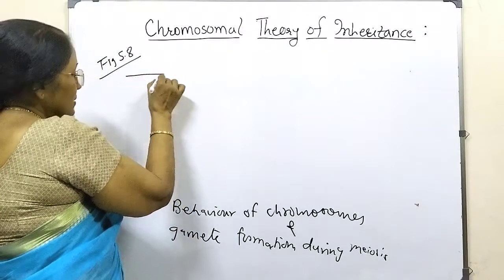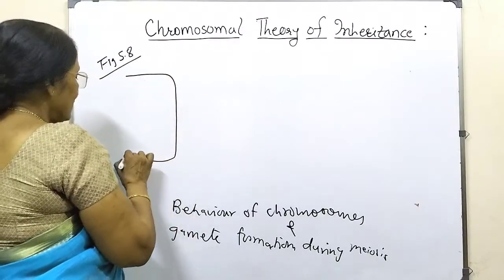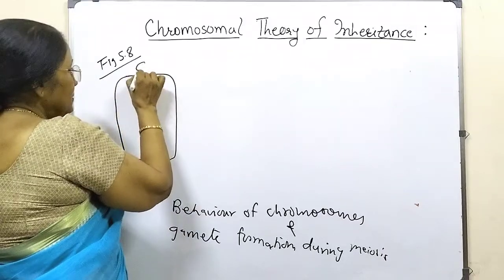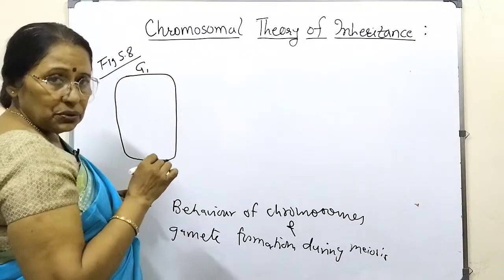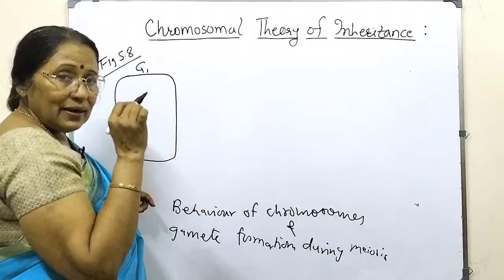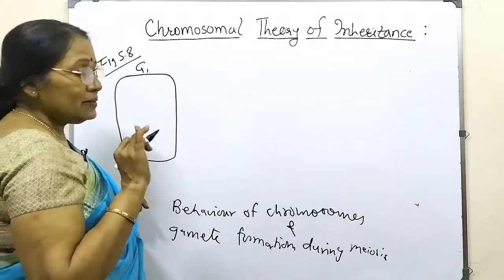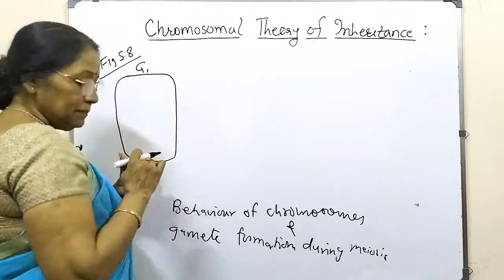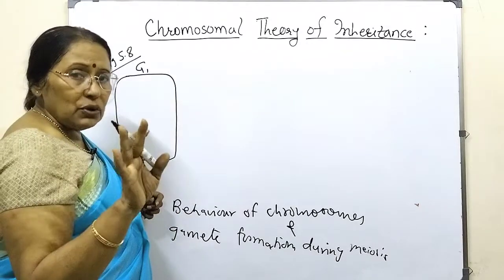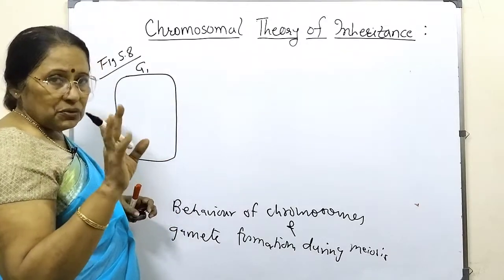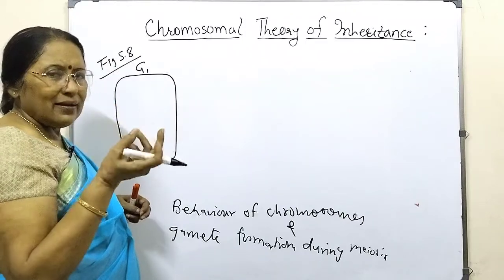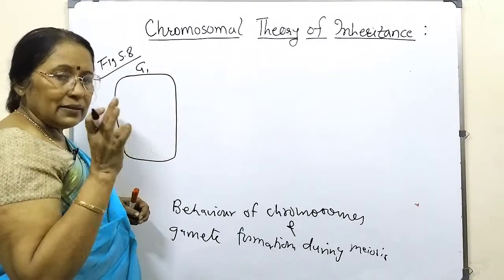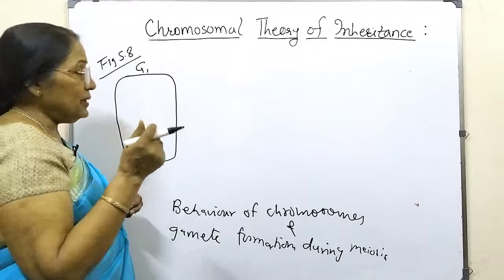So this is G1. Fine. हम क्या क्या बनाने वाले हैं? G1, G2, Anaphase 1, Anaphase 2 and the gametes. So this is G1. We are taking two homologous pairs of chromosomes. दो ले लेते हैं, ठीक है? दो का minimum 2 we will take.